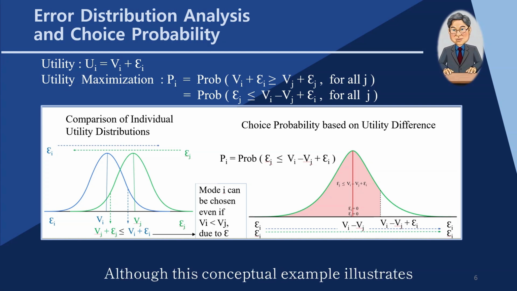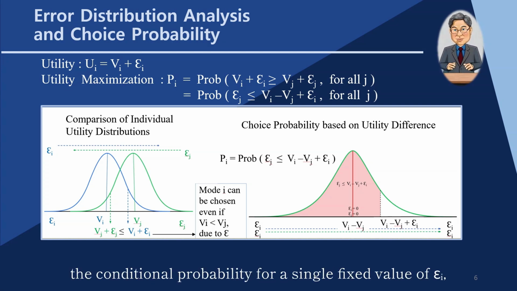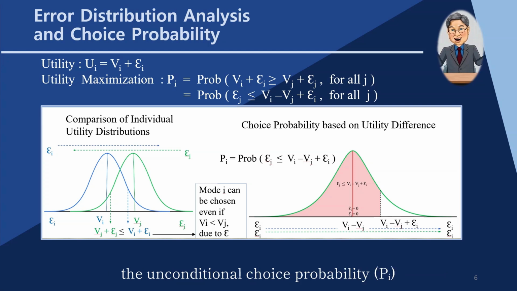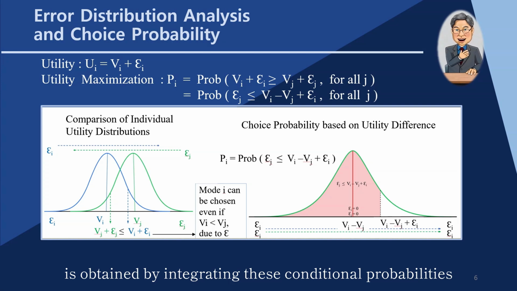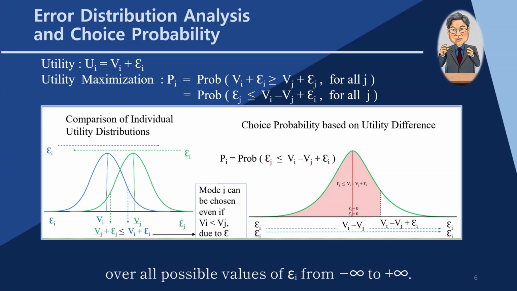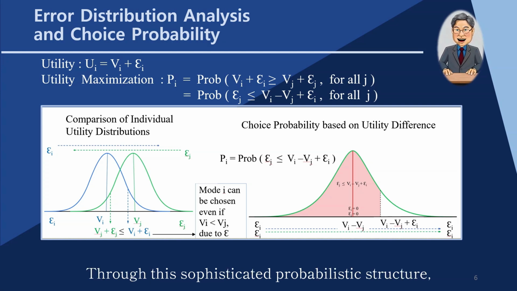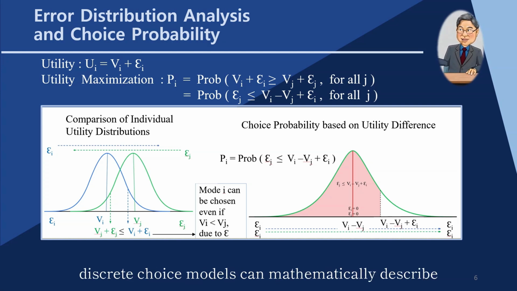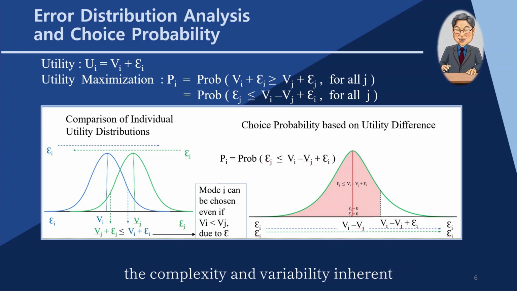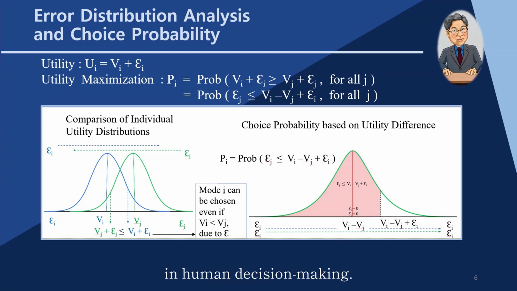Although this conceptual example illustrates the conditional probability for a single fixed value of epsilon I, the unconditional choice probability, pi, is obtained by integrating these conditional probabilities over all possible values of epsilon I from -infinity to +infinity. Through this sophisticated probabilistic structure, discrete choice models can mathematically describe the complexity and variability inherent in human decision-making.